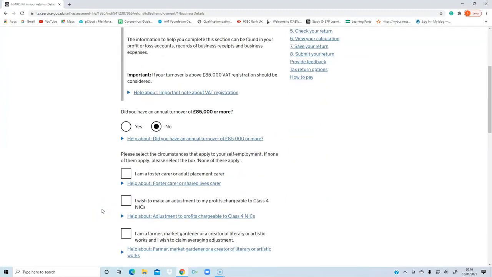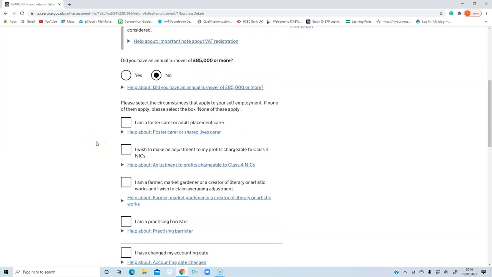This covers my annual income. Did you have annual turnover of 85,000 or more? The answer is no, because if I say yes, it will take me to the VAT page, because 85,000 is the VAT threshold.